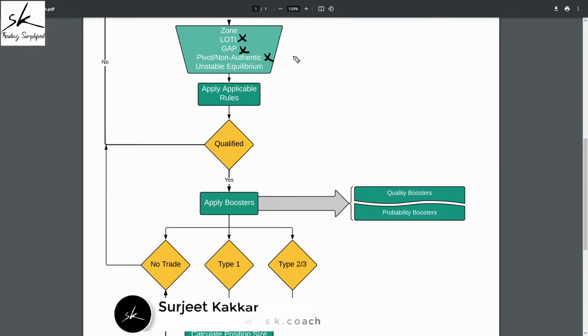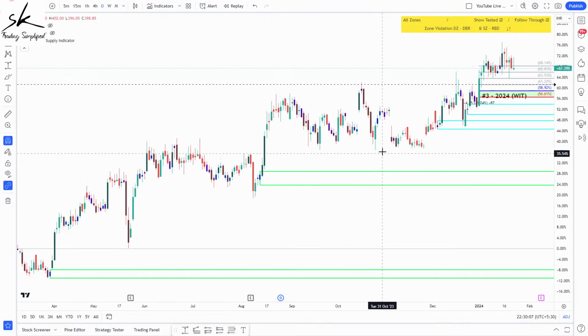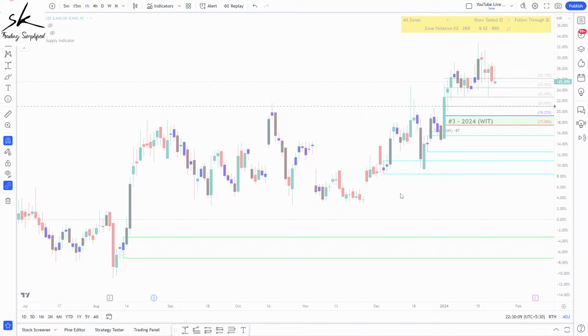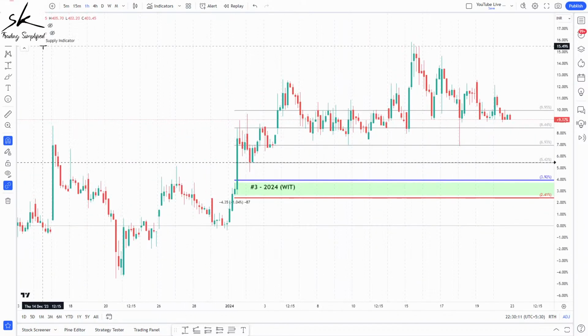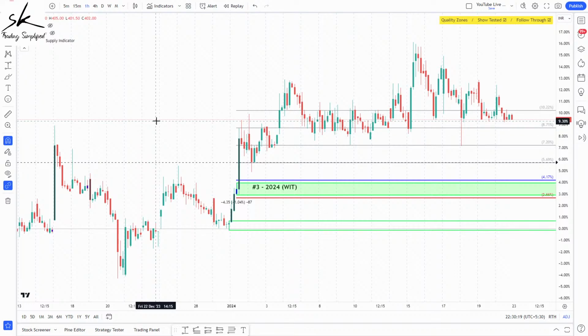Pivot and authenticity is not applicable because we only apply pivot authenticity to a drop base rally or a rally base drop. Currently, we have a rally base rally structure, and unstable equilibrium is also not applicable because the leg out is not going below the basing. So if I go back just to show you, here you can see the leg out on the lower time frame is not going below the basing. You can see the low of the basing is right here and the low of the leg out is right here. So it's not a case of unstable equilibrium.